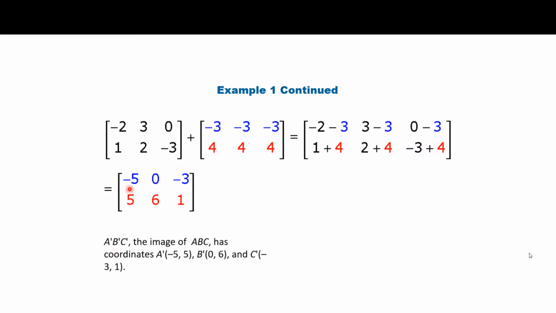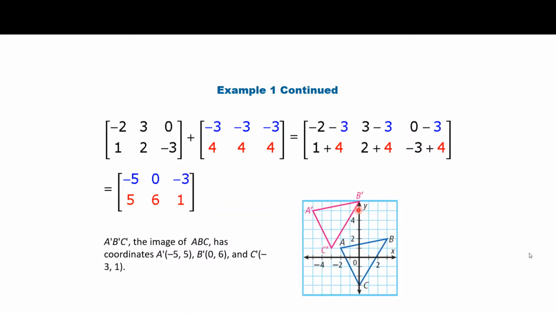So now we can see our new image of ABC, and it's written with these little prime marks on here. A prime, B prime, C prime is our new image of our triangle. And the coordinates are: A prime is going to be (-5, 5), B prime is going to be (-3, 7), and C prime will be (-2, 2).